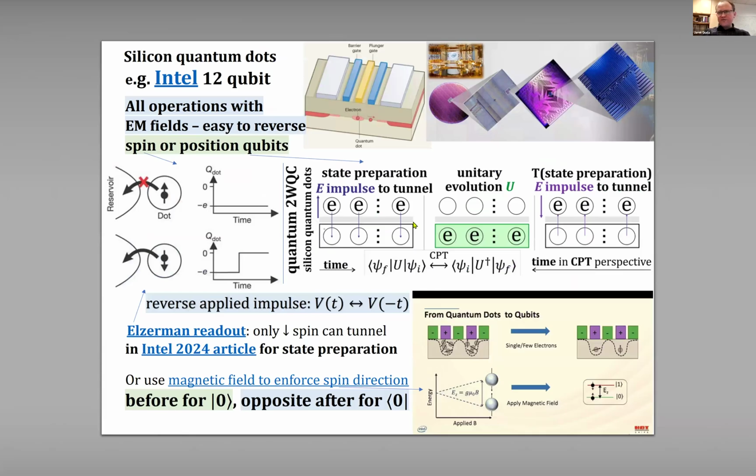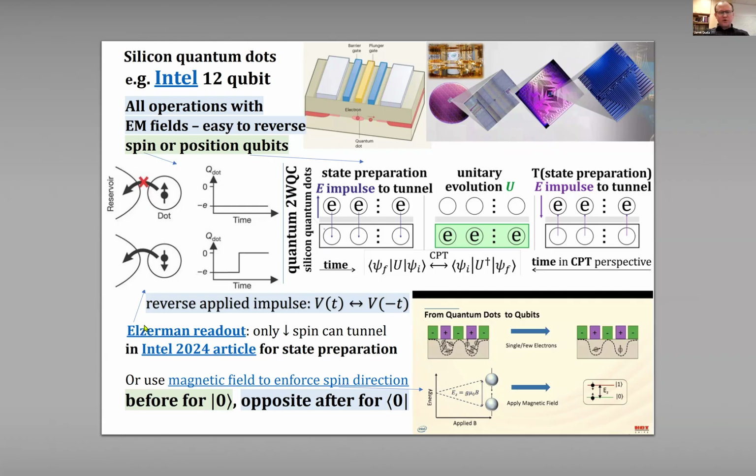And I started with the silicon quantum dots like here. If there is just an electromagnetic impulse like here, with qubits encoded as position, then we can just reverse this impulse, and from the CPT perspective, you get the original state preparation process. There are also other ways, like this Elzerman readout, which allows only spin ups to tunnel, while spin downs are stopped. But again, all of them are controlled by electromagnetic impulses, so we can just reverse the shape inside the controller to get something which, from the CPT perspective, is the original state preparation process.